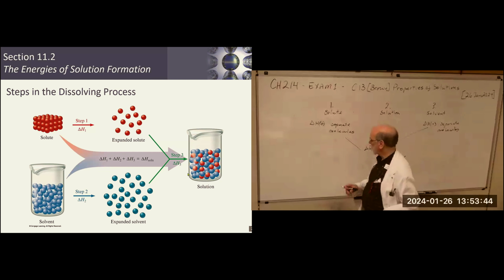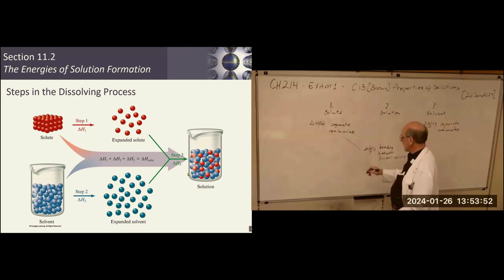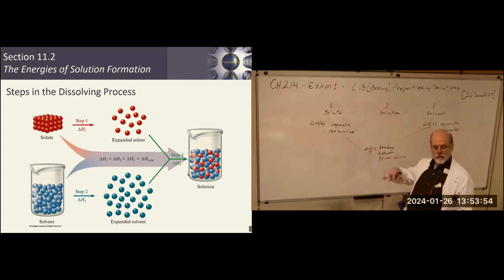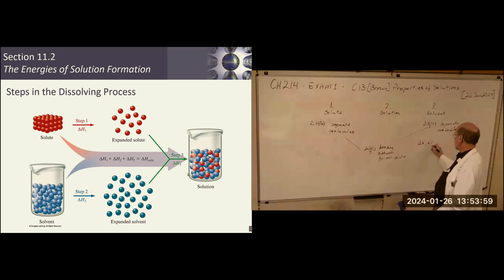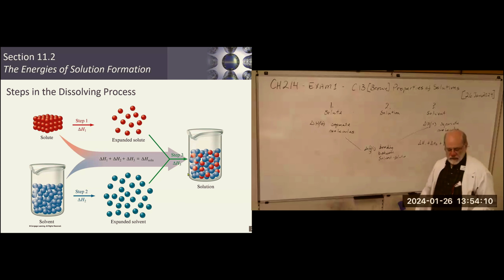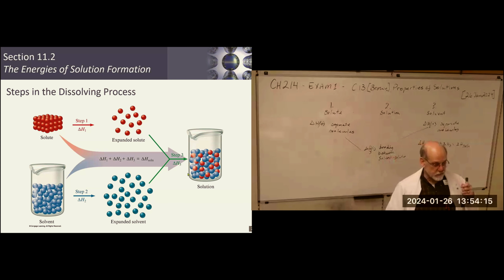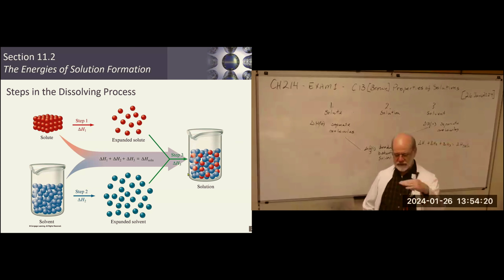And this is another way of expressing it. If we say this is delta H1, this is delta H enthalpy 2, and this is 3, then when you add them all together, you get the overall heat of solution. So we're saying delta H1 plus delta H2 plus delta H3 equals delta H of solution. So we know that when we form solutions, they can either get hot or they can get cold, usually. They rarely just stay the same temperature.